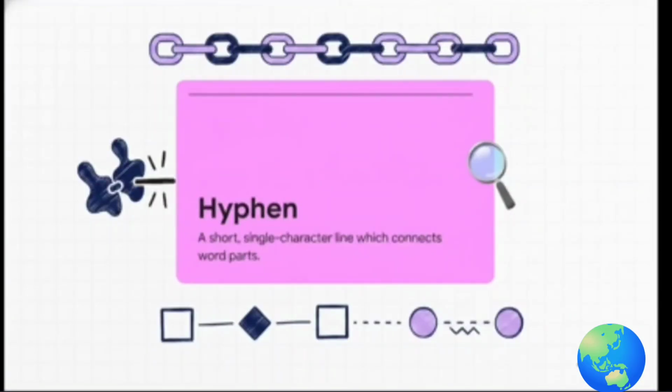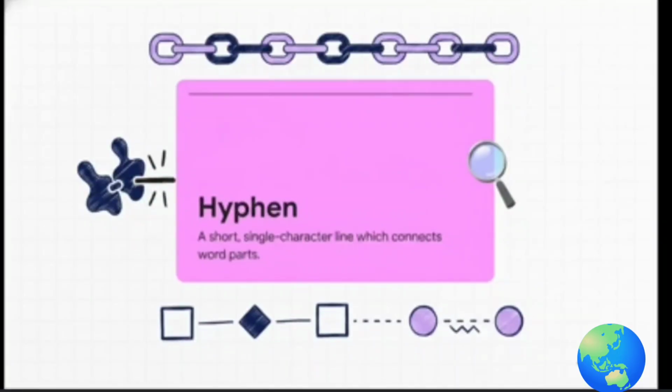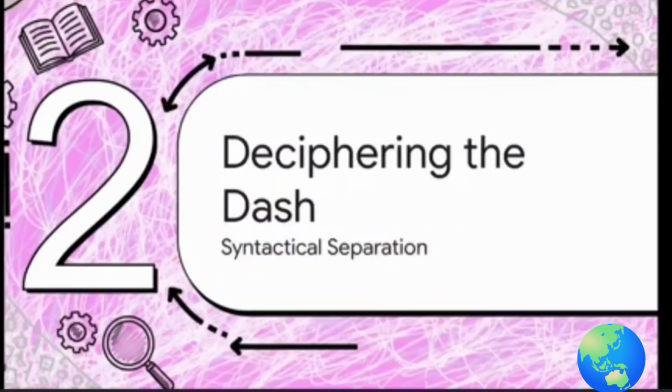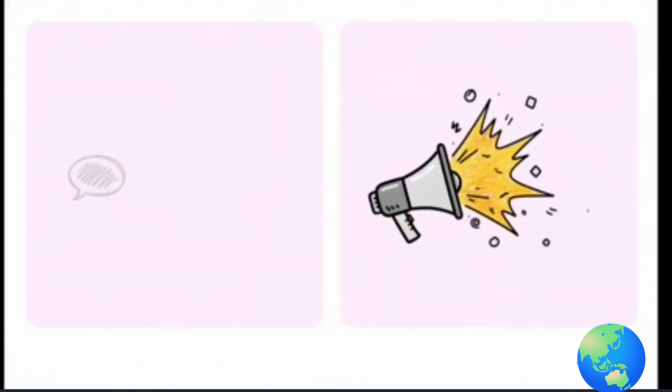Conversely, we have the hyphen. Now, I know it might look like the dash's smaller sibling, but its function is entirely opposite. The hyphen operates on a micro level as a strict joiner. It's a short, single-character line, and its sole grammatical duty is to fuse distinct word parts into a single, cohesive mechanical unit. Moving on to part 2, deciphering the dash, isolating syntactical separation. Let's look at this text comparison.